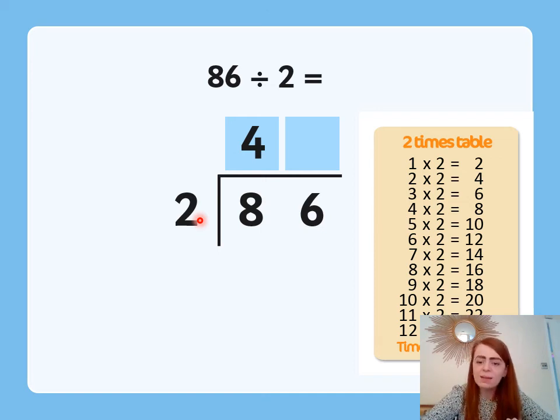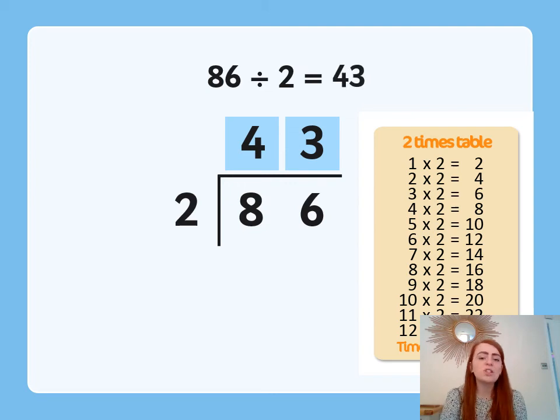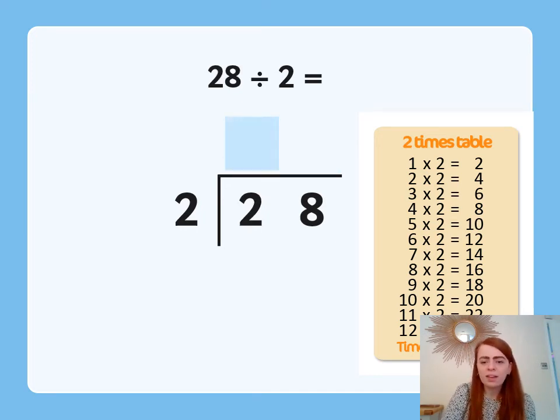Or you can check your times table mat and see, well, 2 times what equals 6? 3 times 2 equals 6. So the answer for the units part of the problem is, of course, 3. So 86 divided by 2 equals 43. Okay, I hope this is becoming a wee bit more clear now, boys and girls.